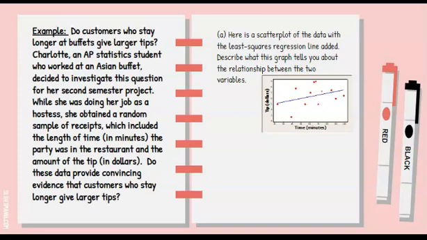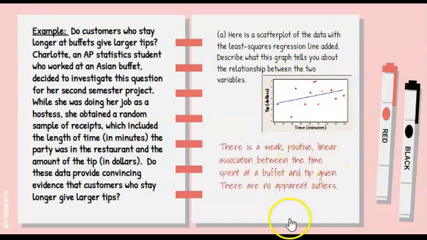So here's a scatter plot of the data with the least squares regression line added. Describe what the graph tells you about the relationship. Just raw data. What does it tell us? So this is a hint that we're using DOFS to describe our scatter plot. So I'd say there's a weak, positive, linear association, it's not curved, between the time spent at a buffet and the tip given. And there are no apparent outliers.